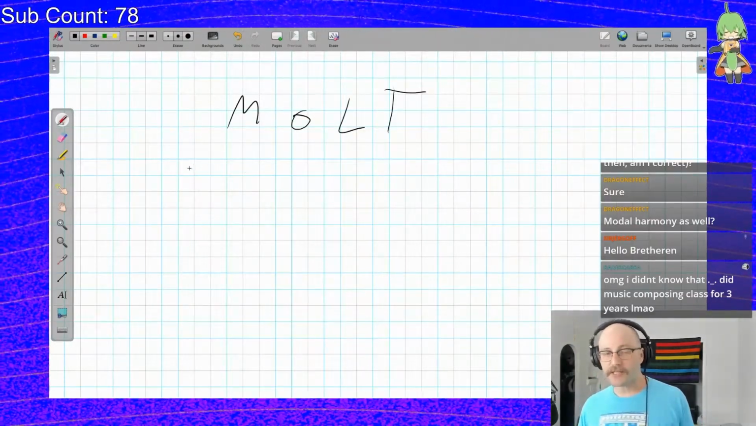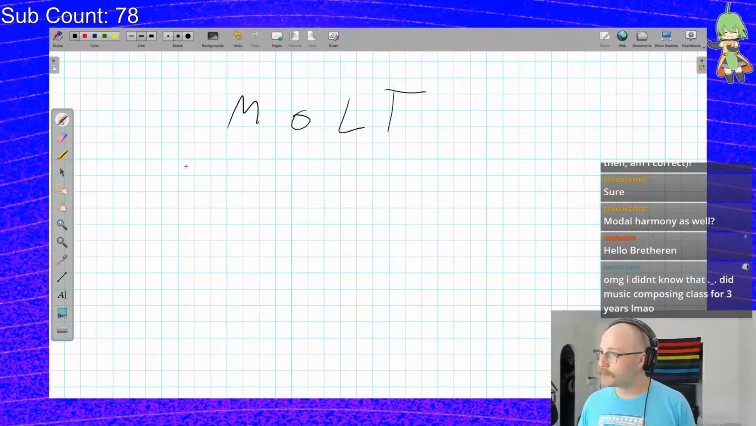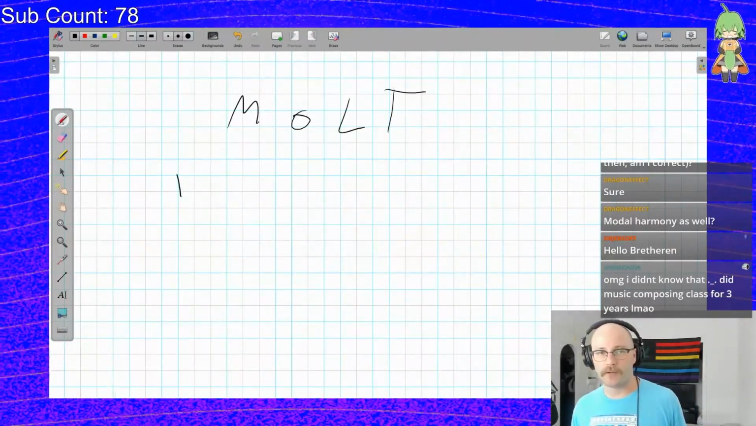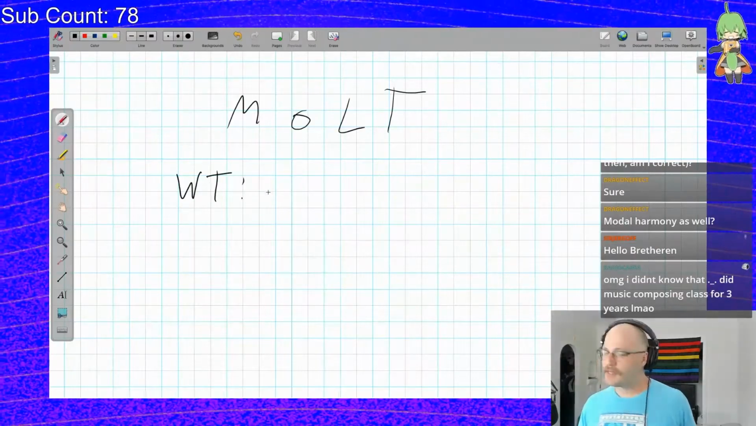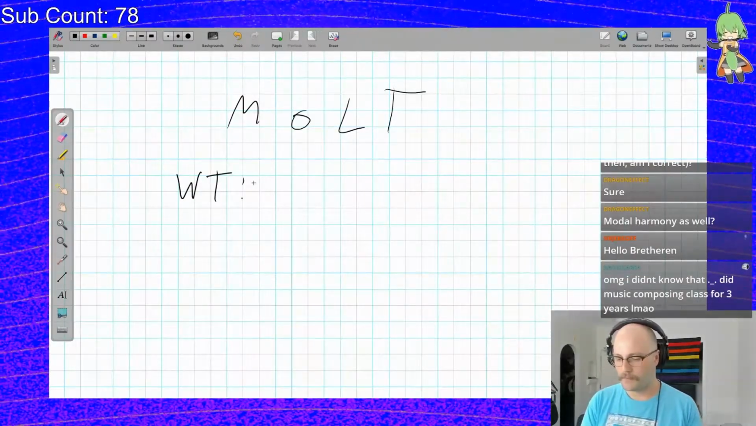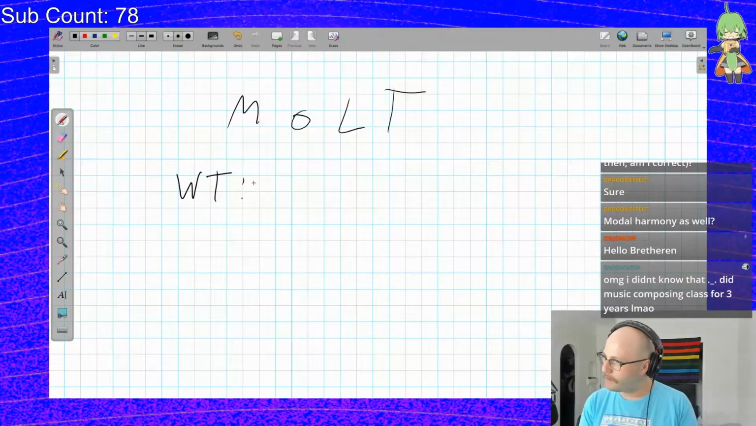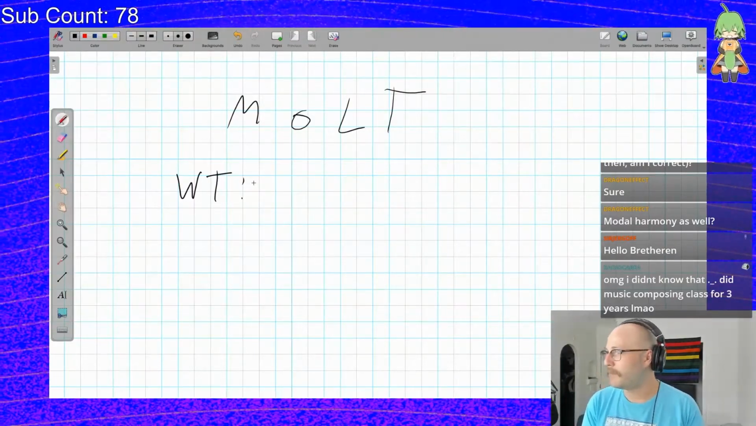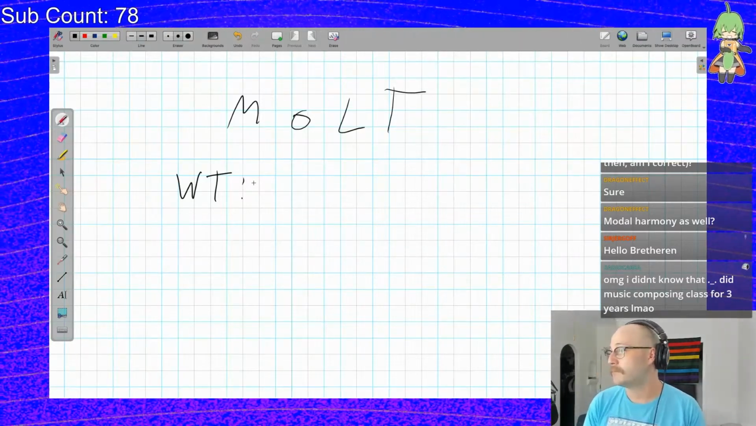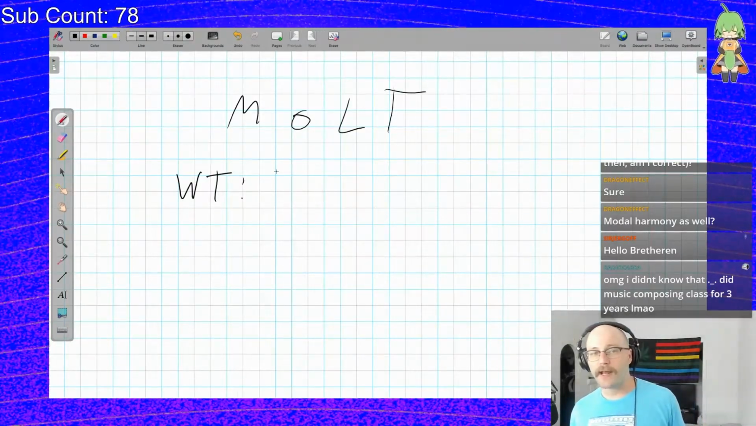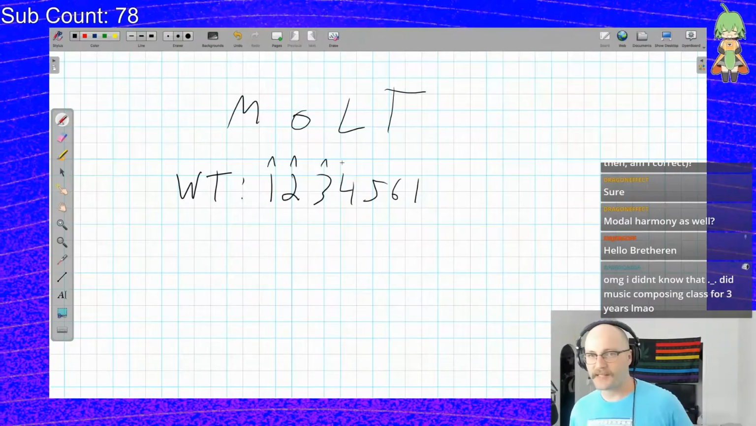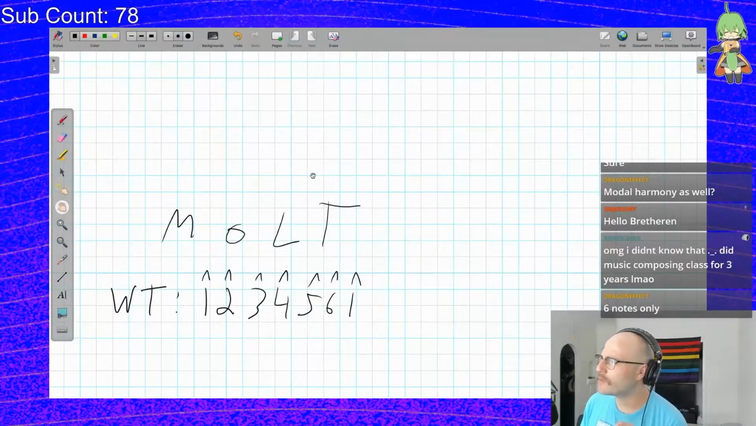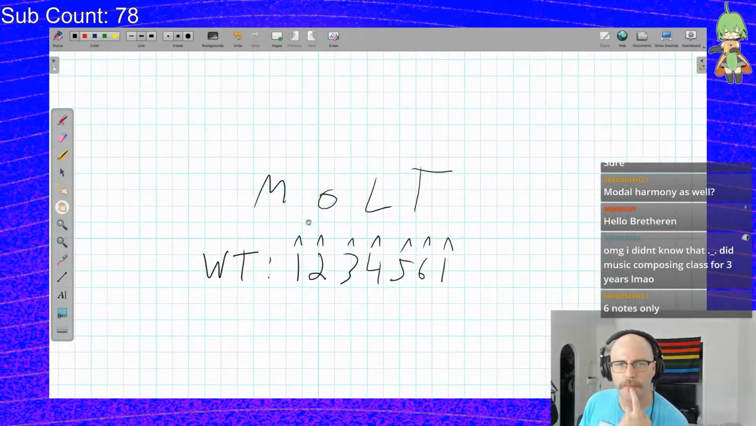The easiest mode of limited transposition, connecting back to modes, is the whole tone scale, which I'm going to mark with a WT. This is how you play it. And if I were to write it out, it would look like this. That's it. Welcome to the whole tone scale. We're missing a note. Why are we missing a note?